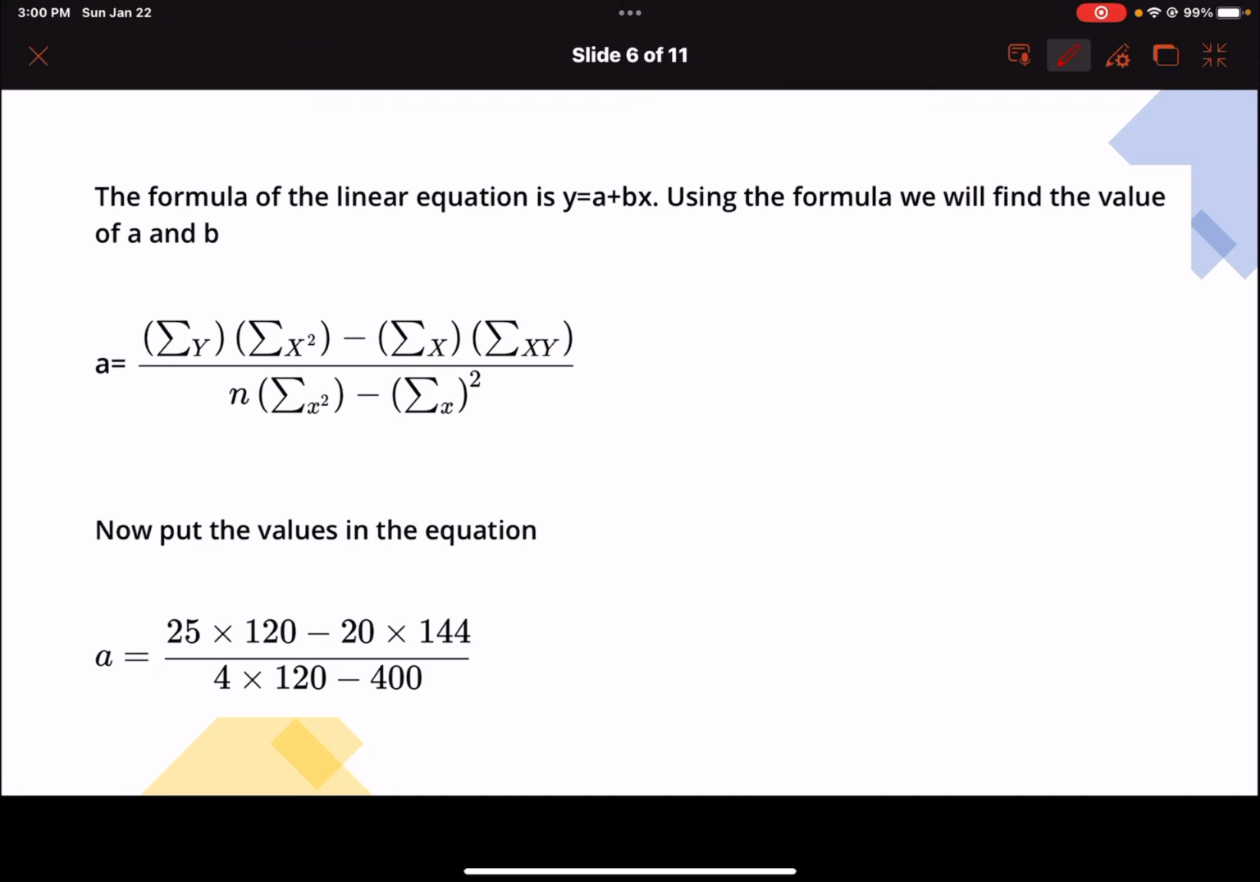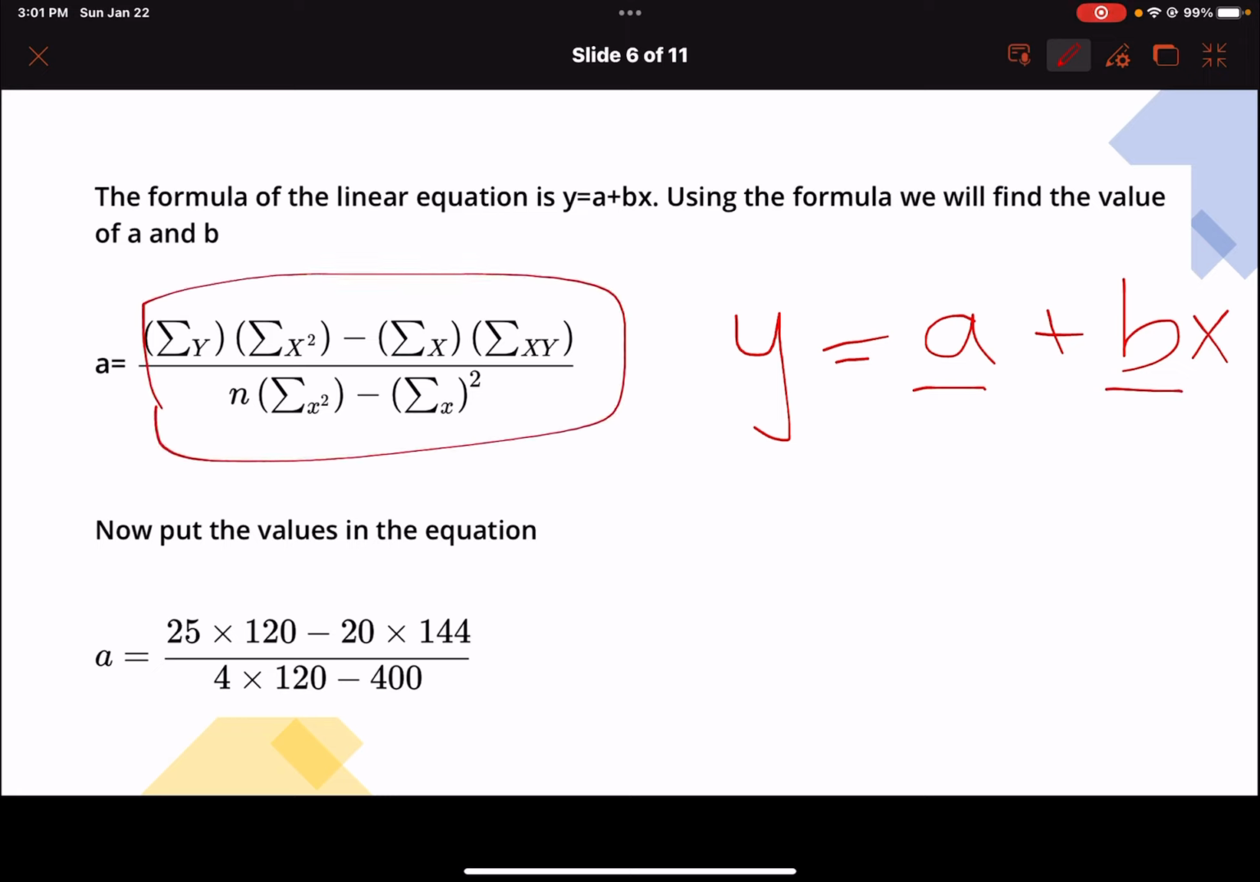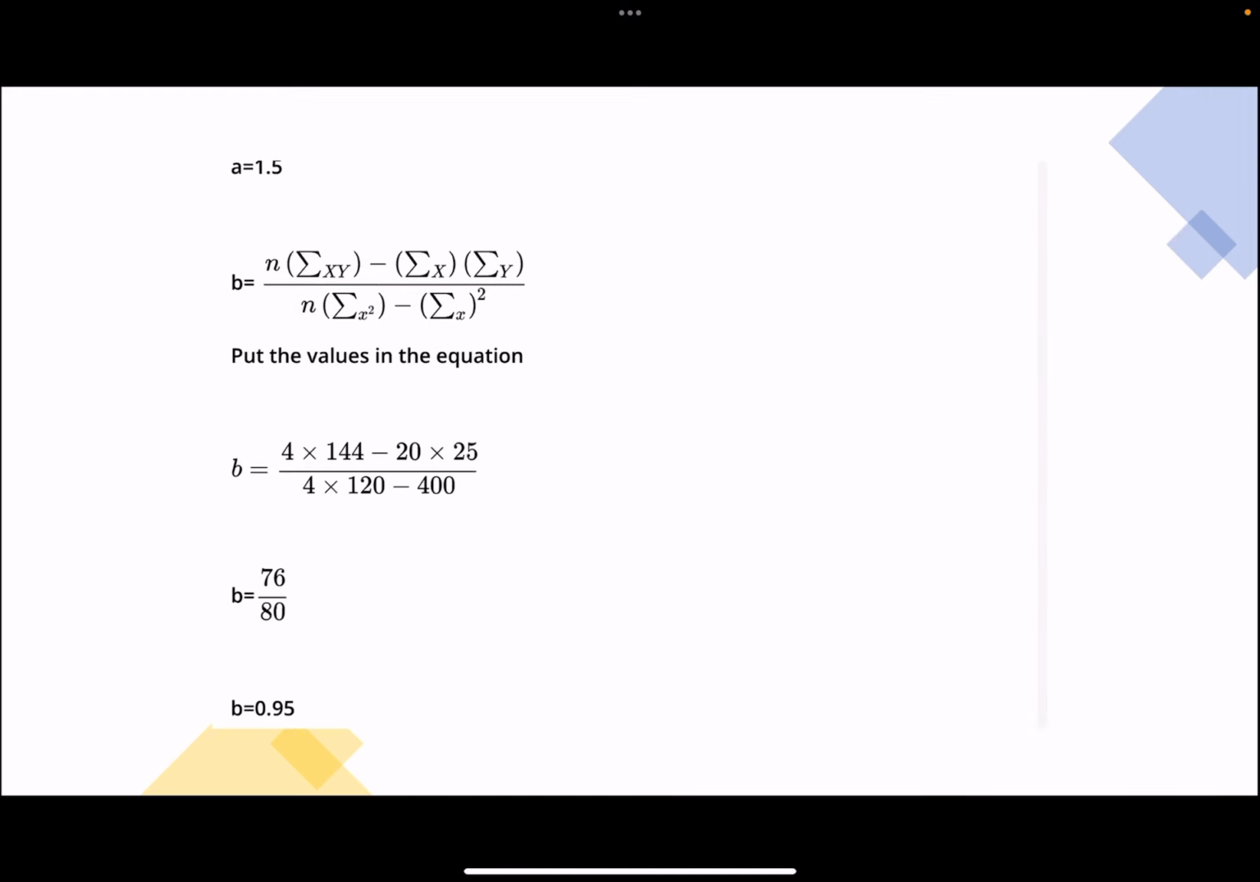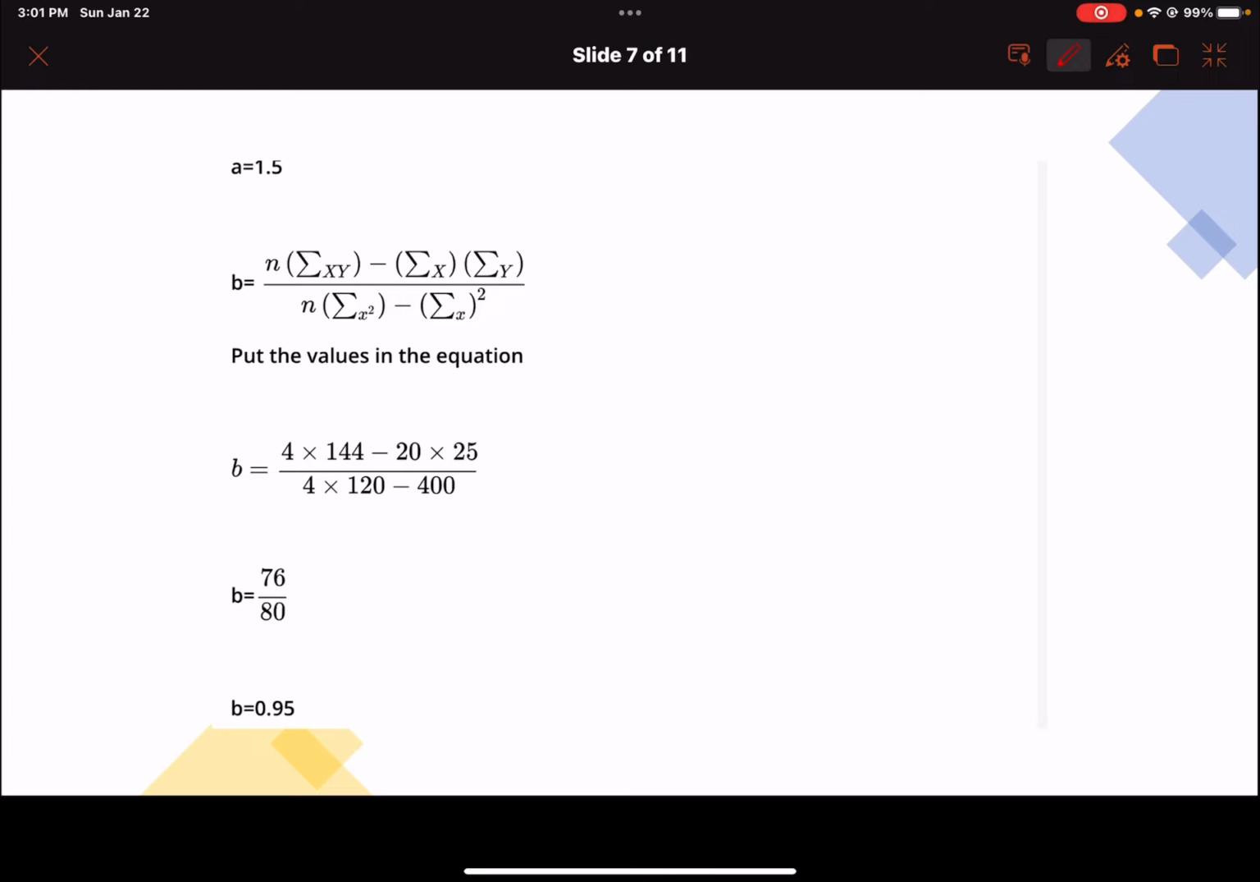So the equation was y = a + bx. A is the intercept, b is your slope. This is the formula for calculating your intercept term, and this one is for the slope. So we calculate a, that is 1.5 using the calculations, and b comes out to be 0.95.